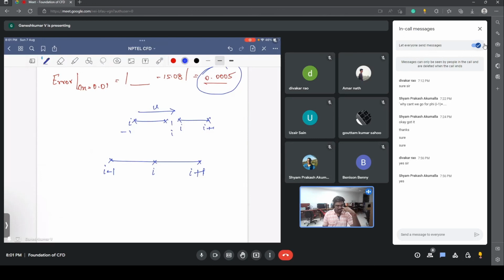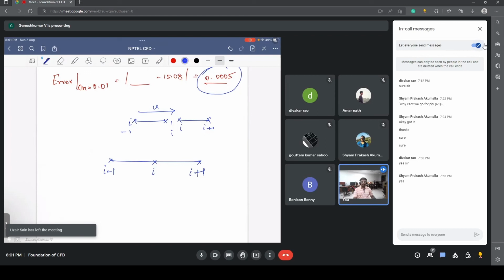Number one, while selecting a scheme, you might end up getting some unphysical oscillations. If you select a higher order scheme, you will end up getting unphysical oscillations or unphysical solutions. At that time you need to discretize it even more. There are a lot of parameters you need to take care of, and they will come in the upcoming weeks. So you don't need to worry about that.